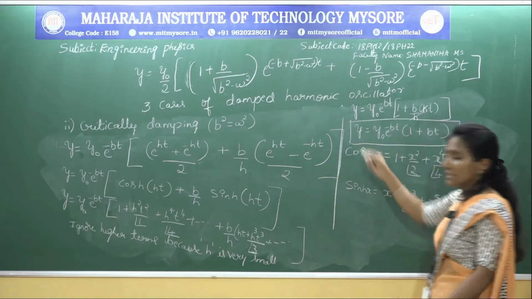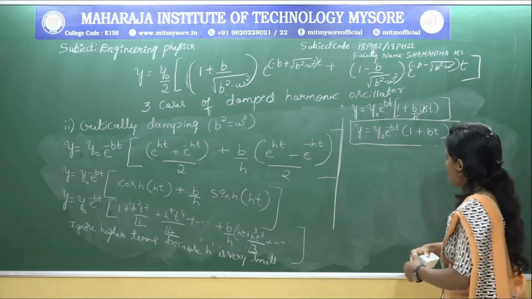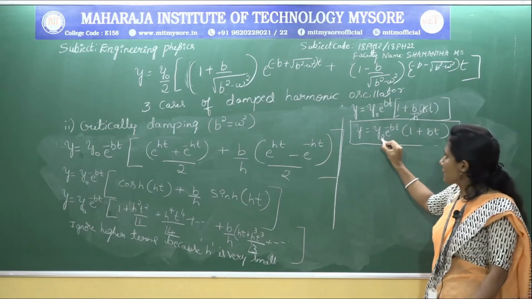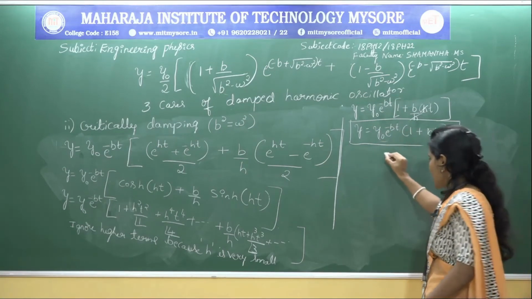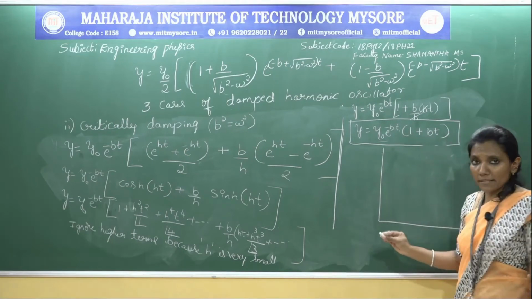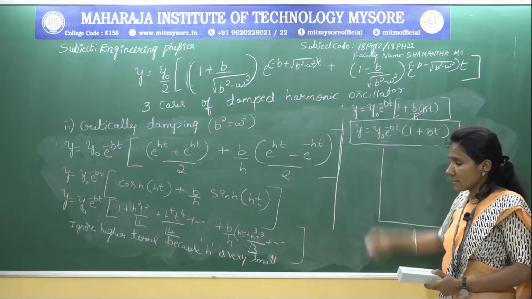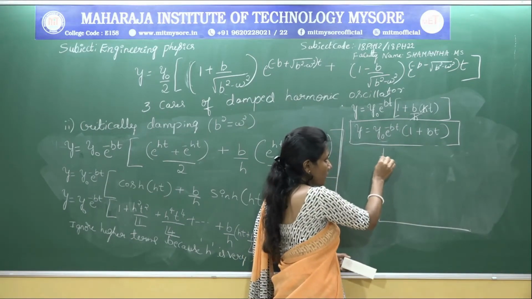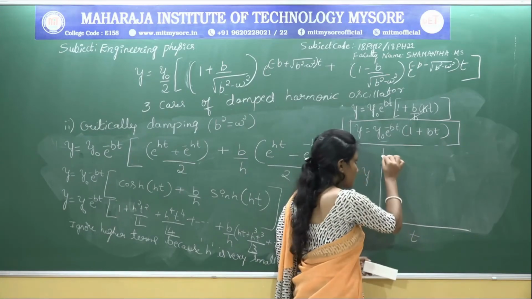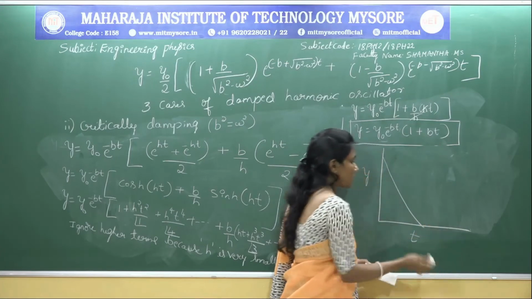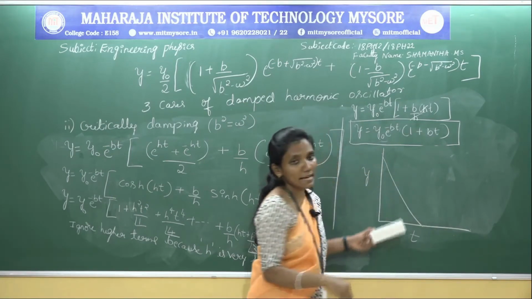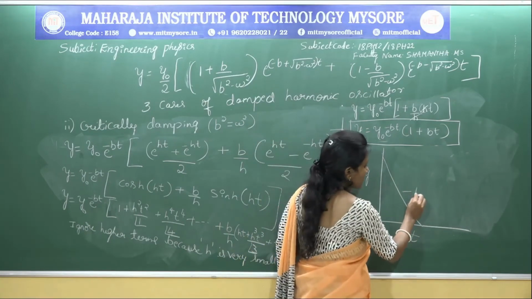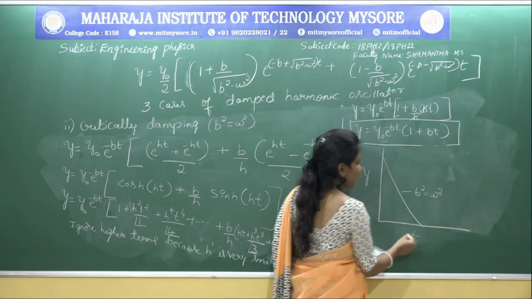So this is the displacement equation for critical damping. Y is equal to, and here y naught is the amplitude, initially, with e to the power of minus bt. In this critically damped case, the term decreases exponentially within a short interval of time. As time progresses, it will come back to its mean position as early as possible. So this is the case of b square equal to omega square, critically damped.